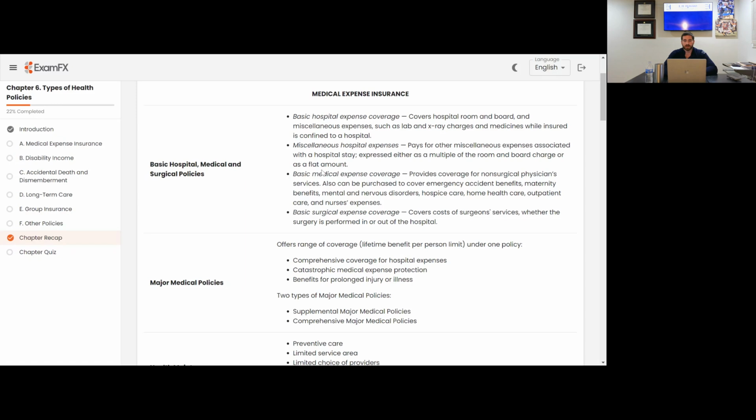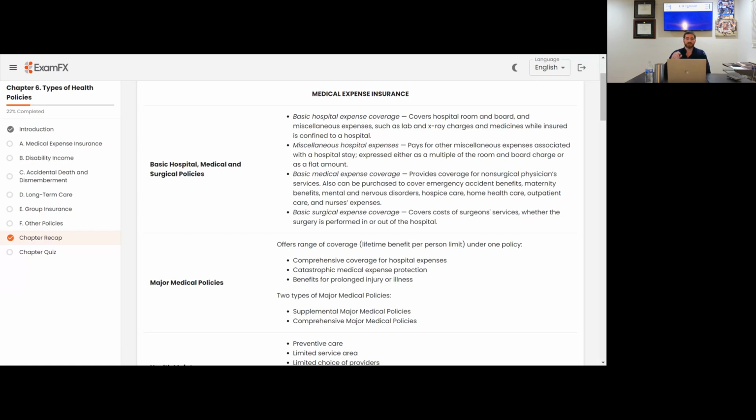Miscellaneous hospital expenses. This is going to pay for any other miscellaneous expenses associated with the hospital stay, expressed as either a multiple of the room and board charge, or maybe they're just going to give you a flat dollar amount. Basic medical expense coverage provides coverage for non-surgical physician services. It can also be purchased to cover emergency room accident benefits, maternity benefits, mental or nervous disorders, hospice care, home health or outpatient care, and nurses' expenses.